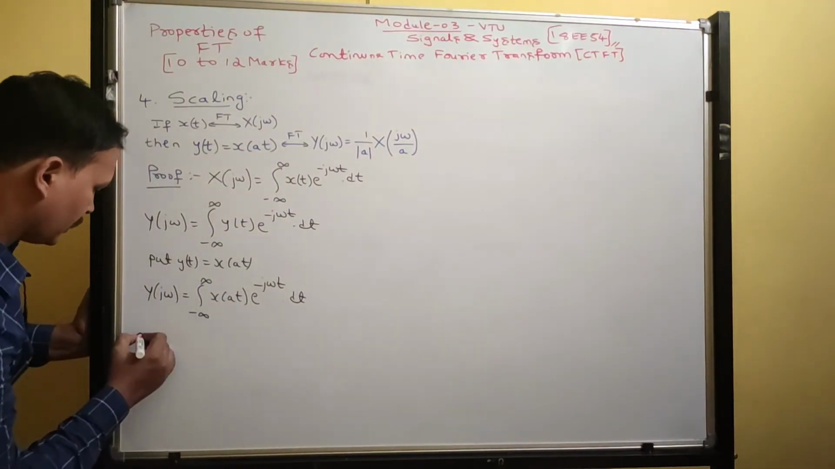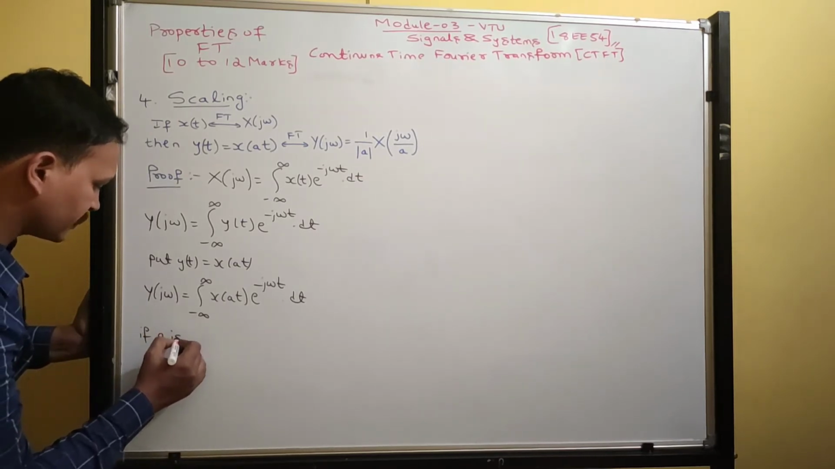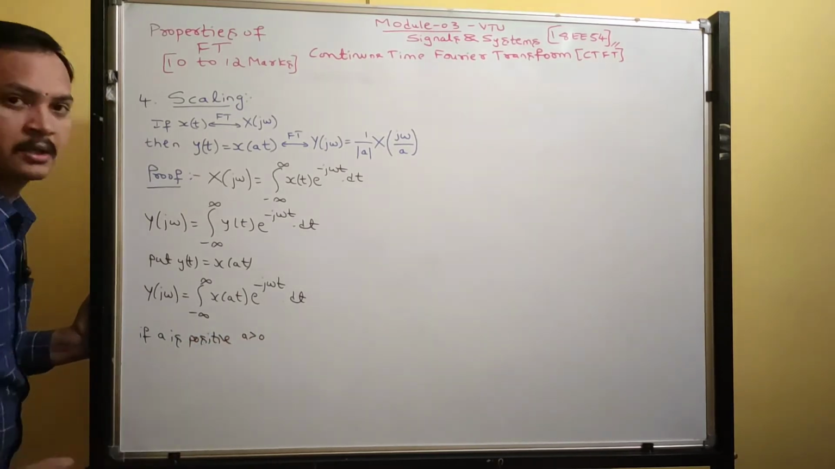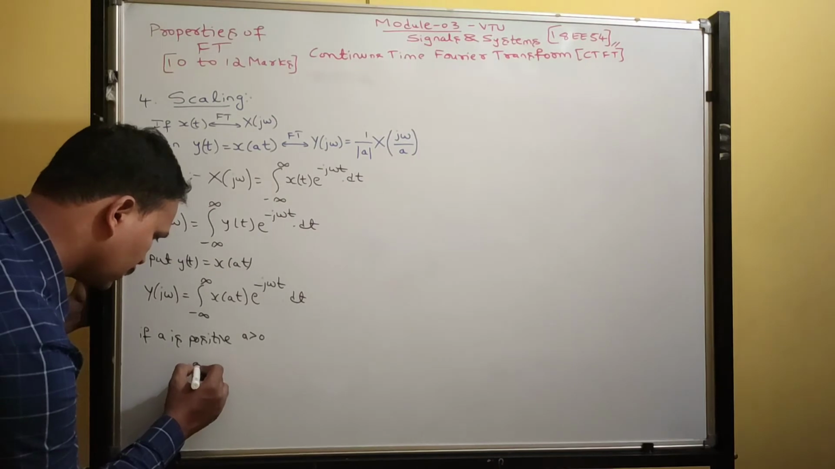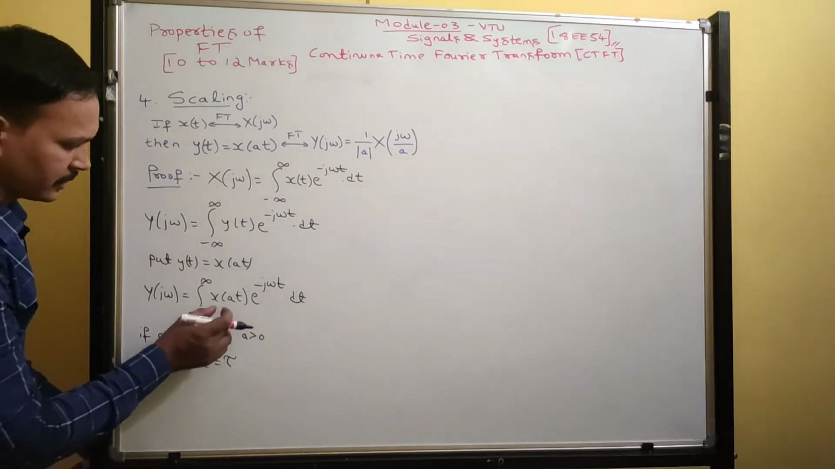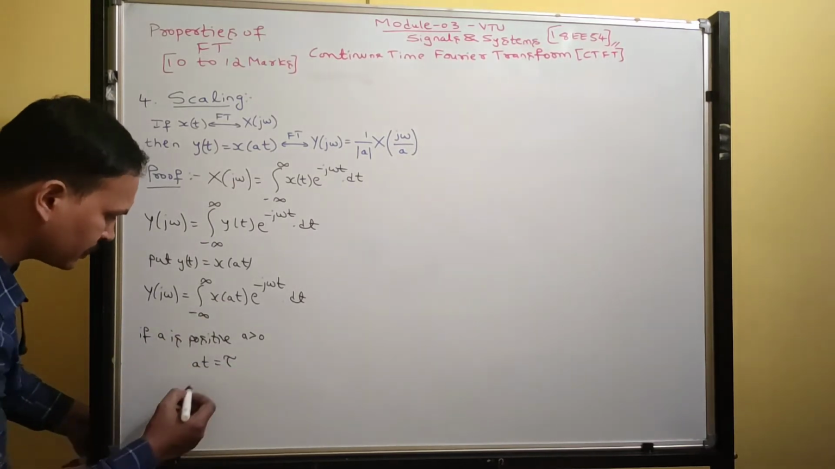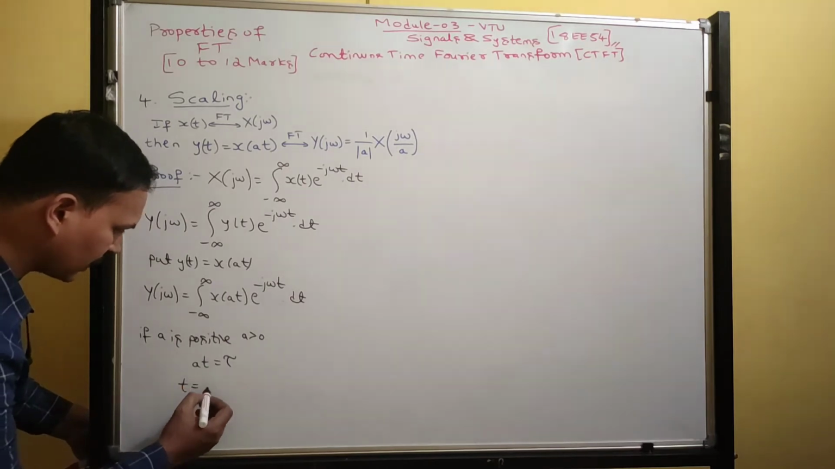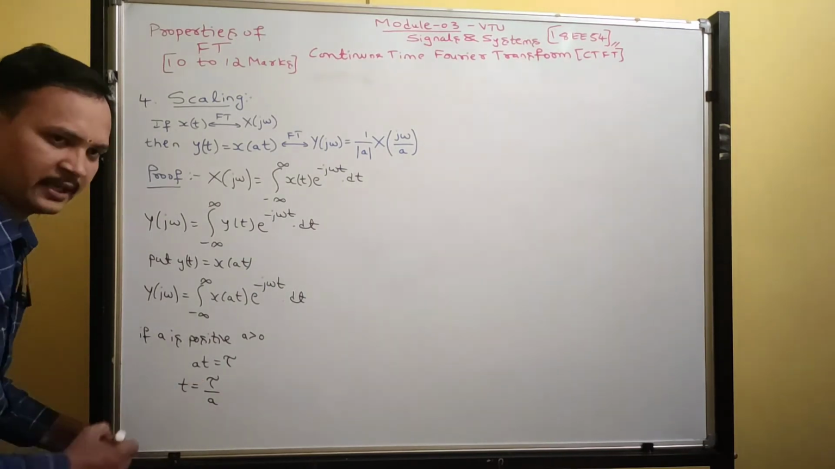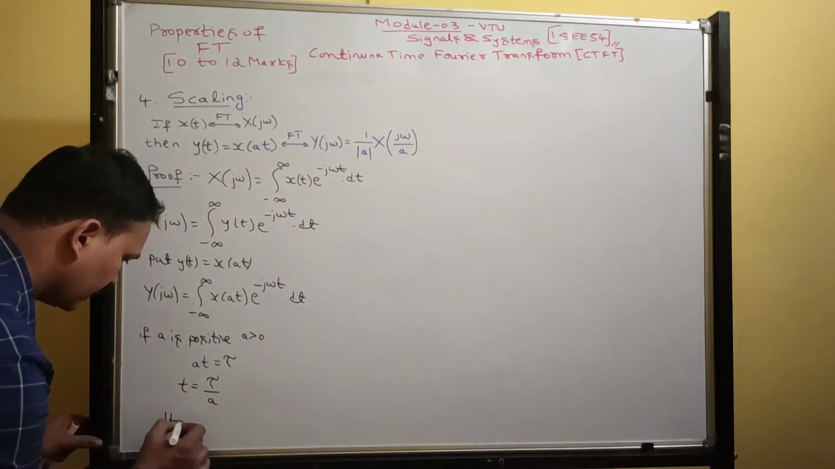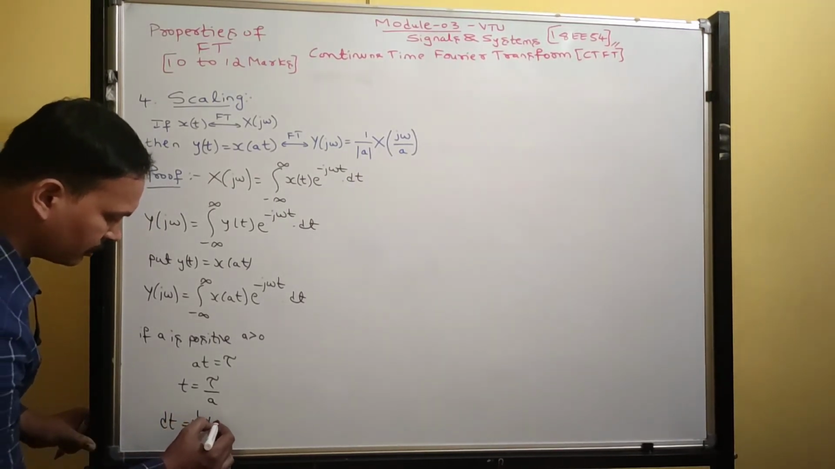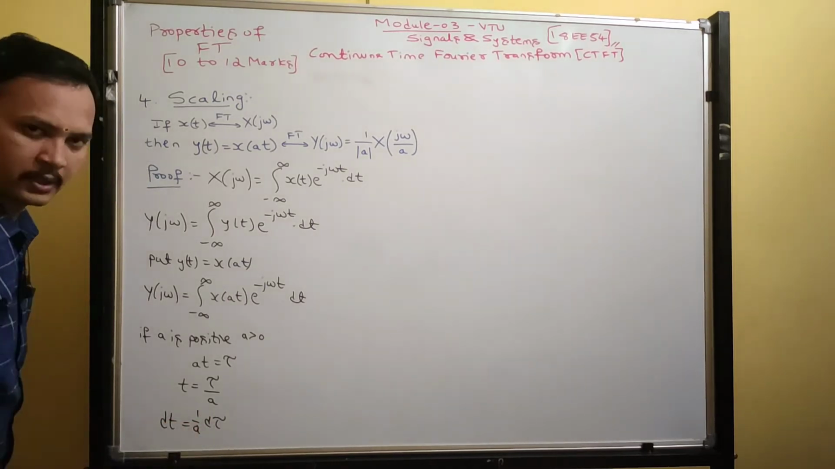Now assume a is positive, that means a is greater than 0. Then you can write at equals tau. Take one parameter, at can be written as tau. From this, what can I write for t? I can write t equals tau by a. Now write in differential form: dt equals 1 by a d tau.